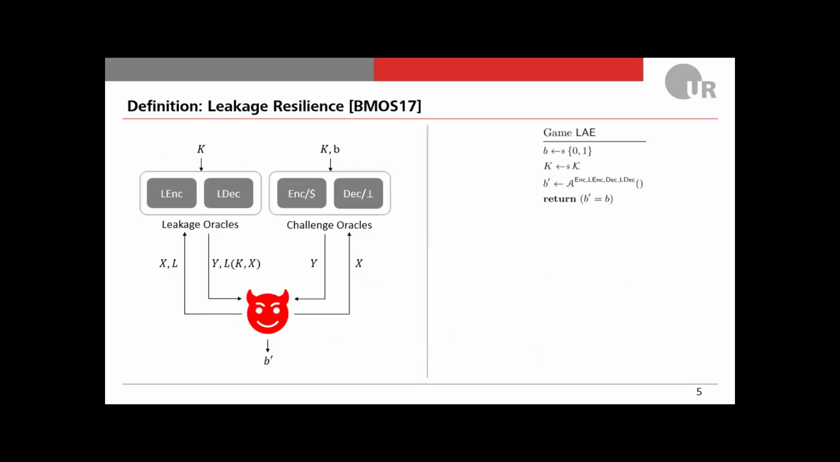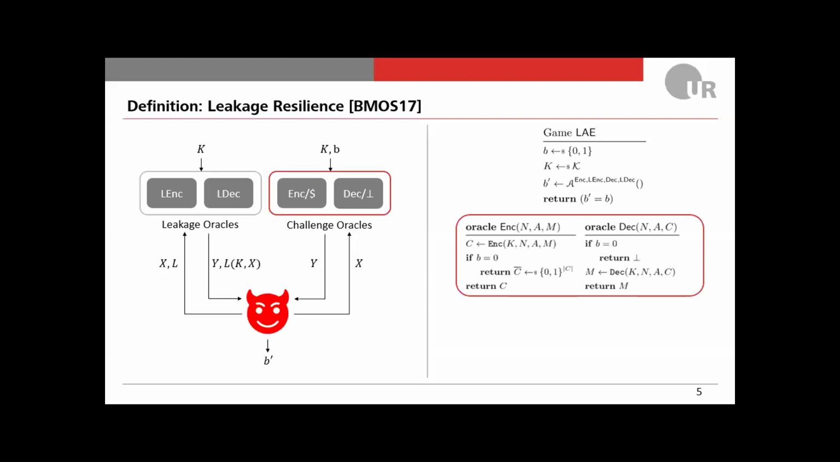For our second notion, leakage resilience, we follow the model from Barwell et al., and thereby also the assumption that only computation leaks information. For LAE security, as for standard AE security, the adversary has to distinguish the real and the ideal world. More precisely, differentiate real encryption from an oracle that returns random values, and real decryption from an oracle that rejects all decryption queries, so always returns bot.